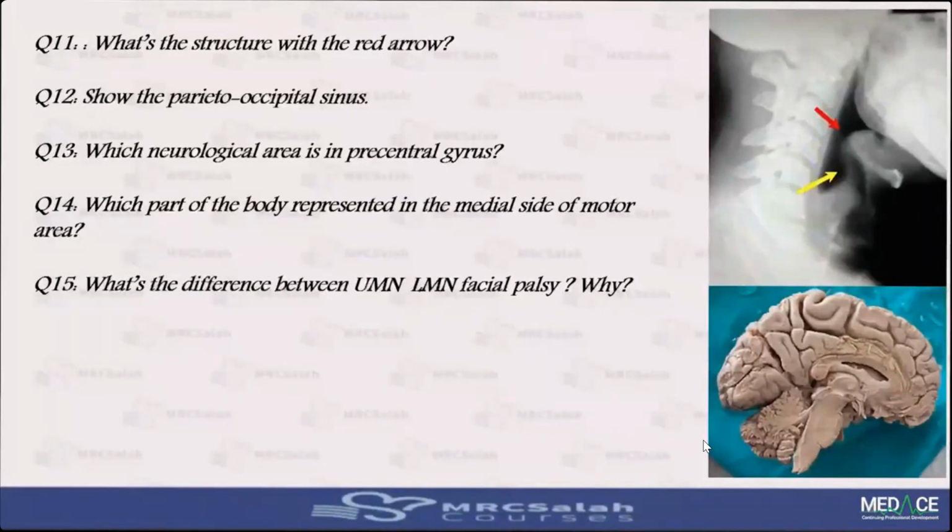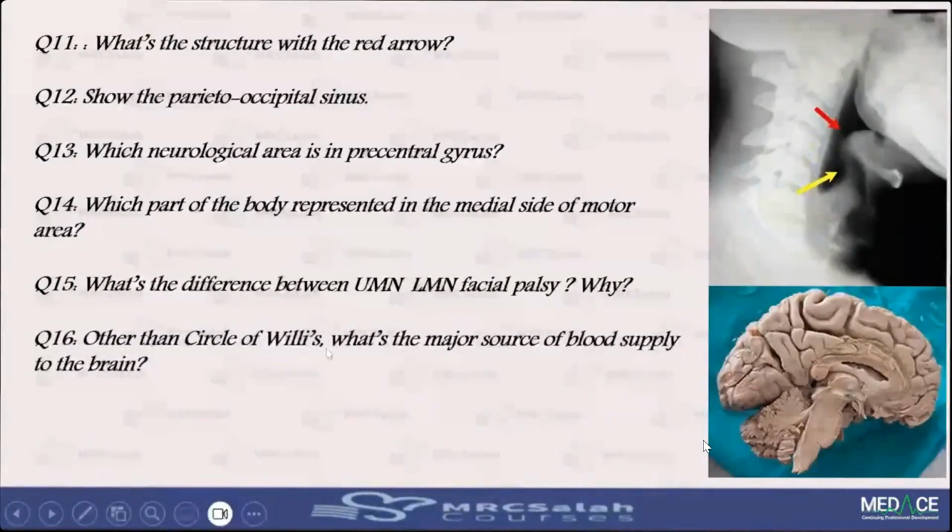Because for upper motor neuron, there is innervation from the contralateral side of the brain, so it can receive innervation from that side. The upper part of the face receives dual nerve supply. So in an upper motor neuron lesion, the distal innervation will be intact from the other side. But if it is a lower motor neuron lesion, the whole side will be affected.